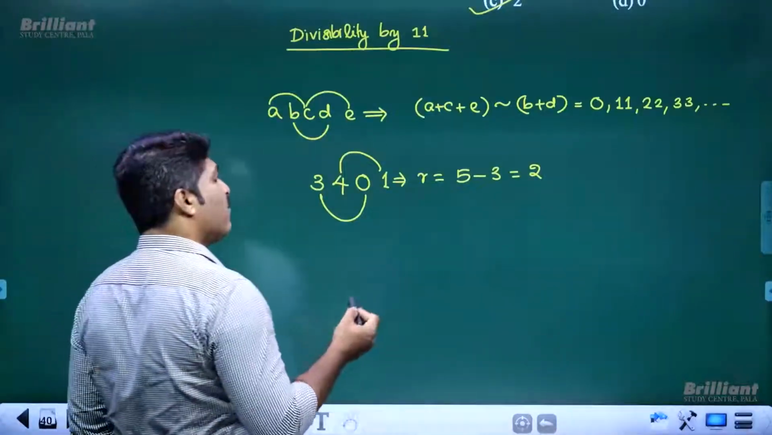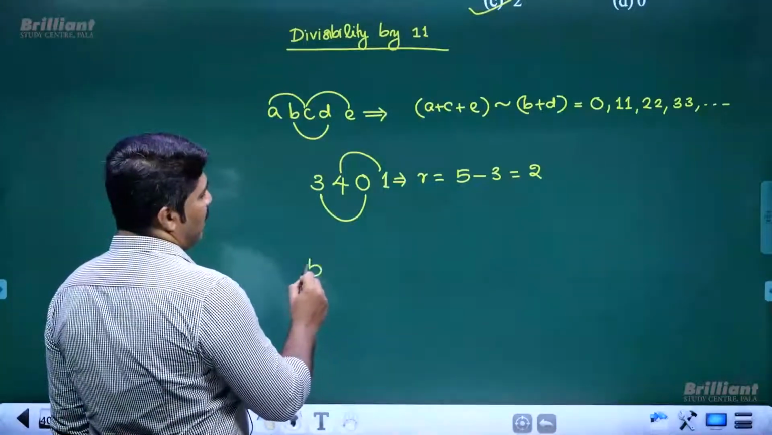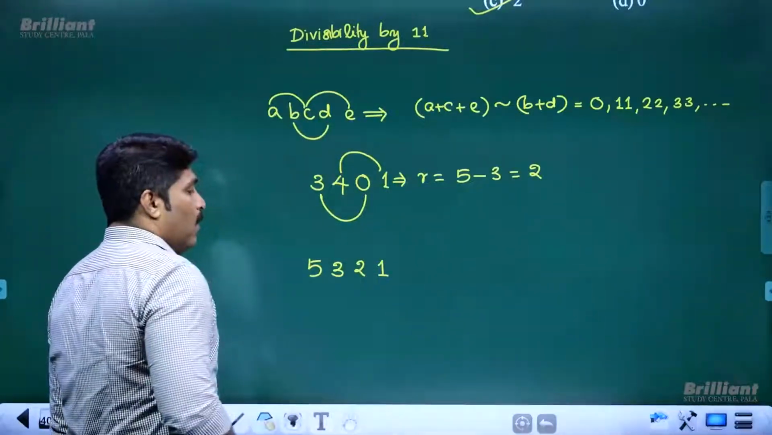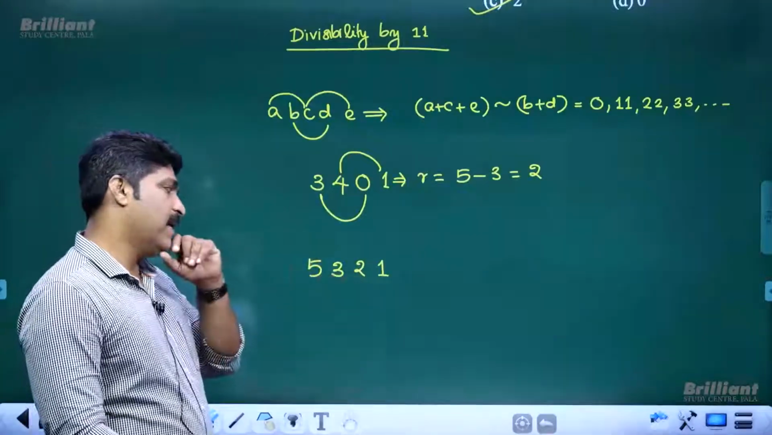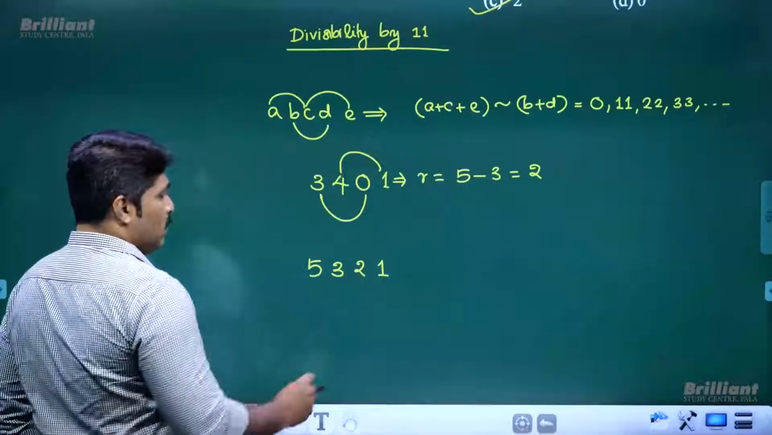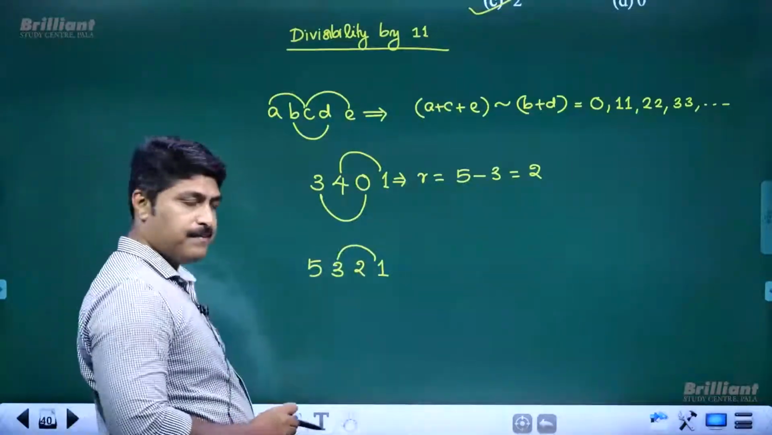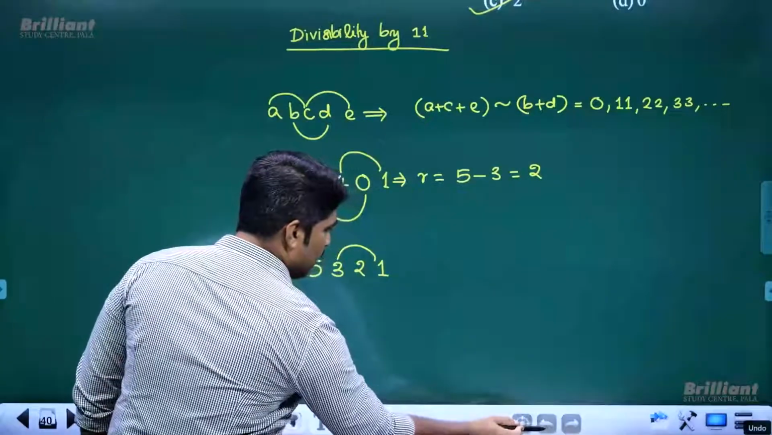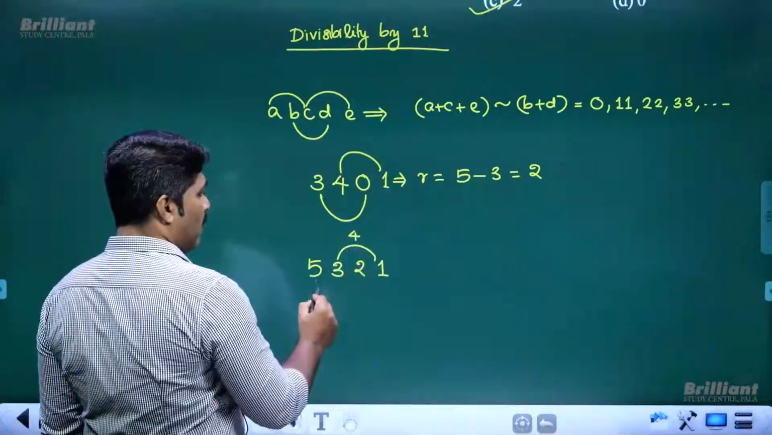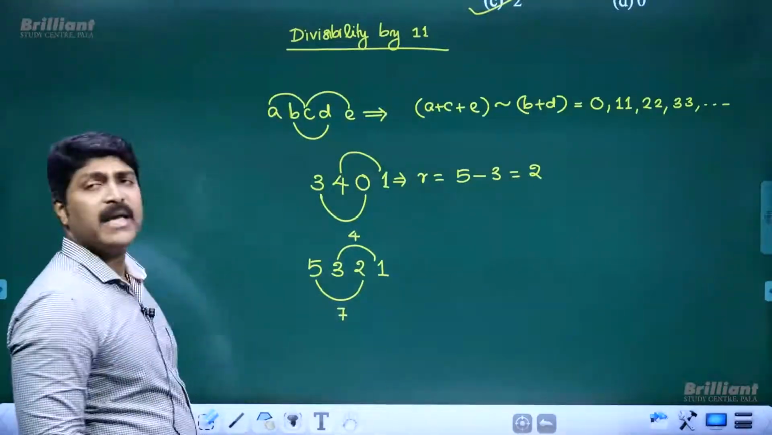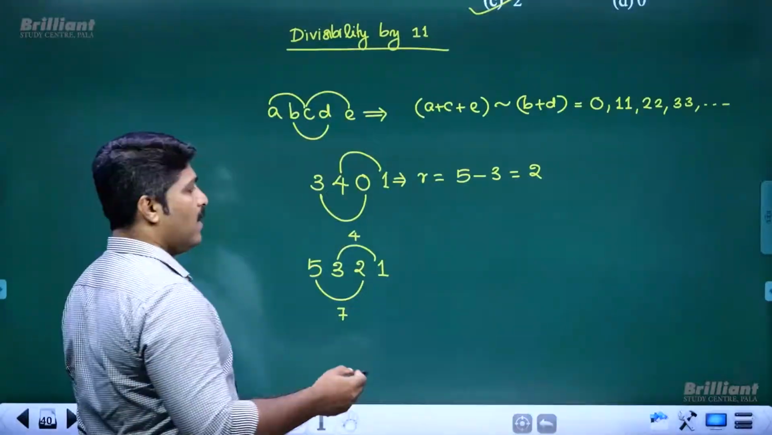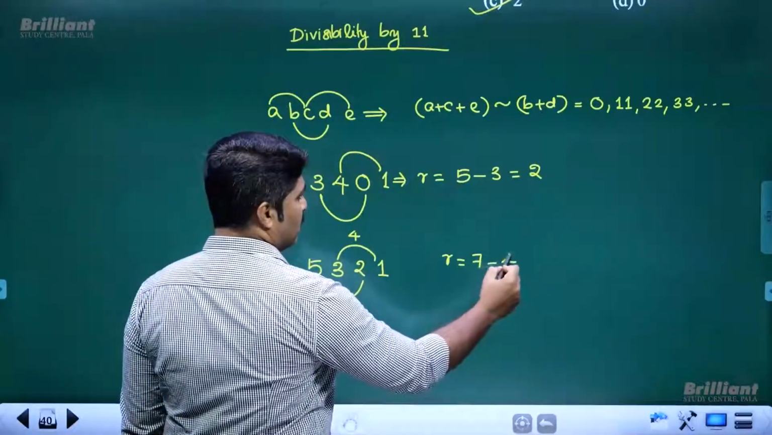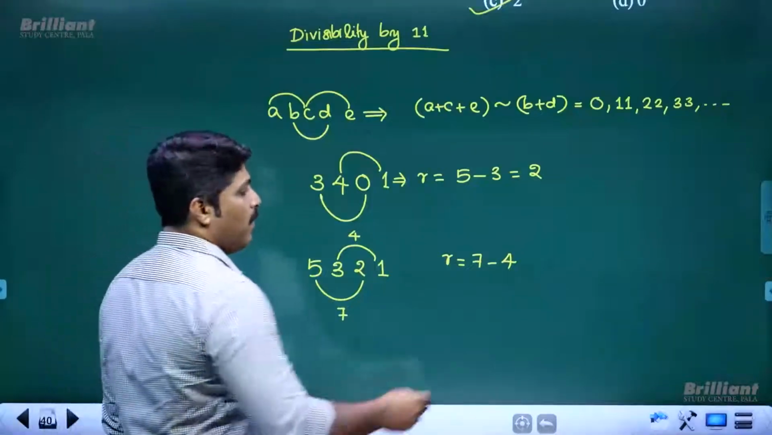Suppose we are considering another number, like 5321. What is the remainder when we divide this number by 11? How to do it? So here this sum is 4. And this sum is 7. Can you guess what is the remainder here? So usually we may think this is the largest one. Therefore we have to subtract this 4 from 7. So now this is equal to 3.